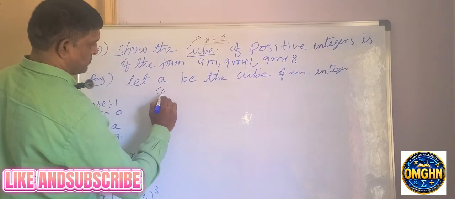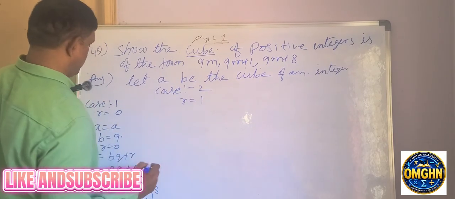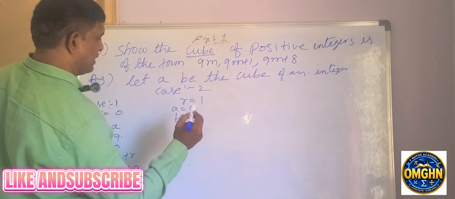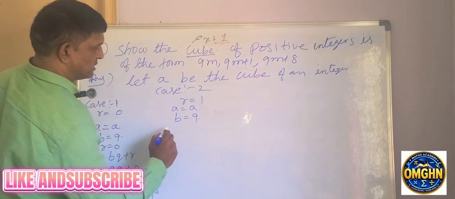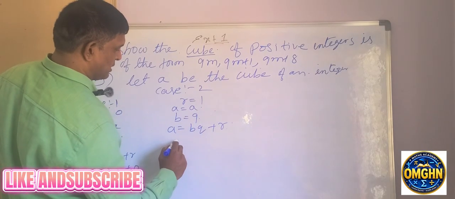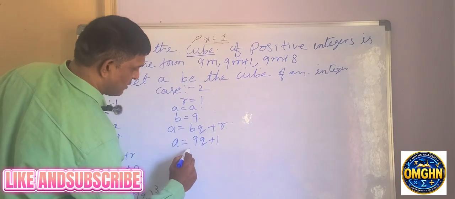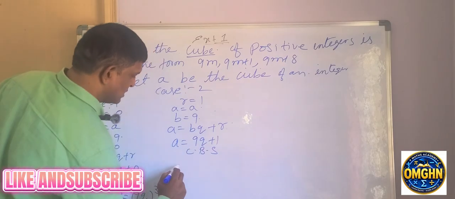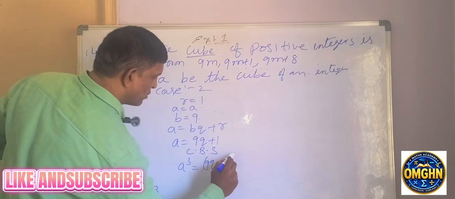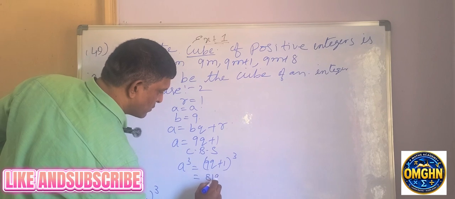Case 2. Here r is equal to 1, a is equal to a only, b is equal to 9. Now we are substituting it in the formula a = bq + r. That is a = 9q + 1. Here we have to do cubing both sides. That is a cube equal to (9q + 1) whole cube, that is equal to 81 q square.